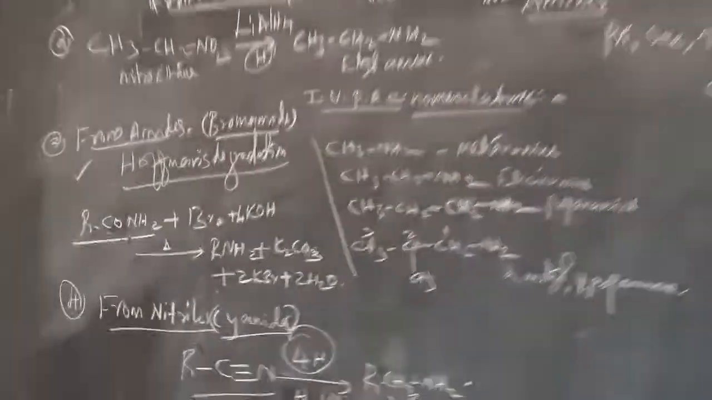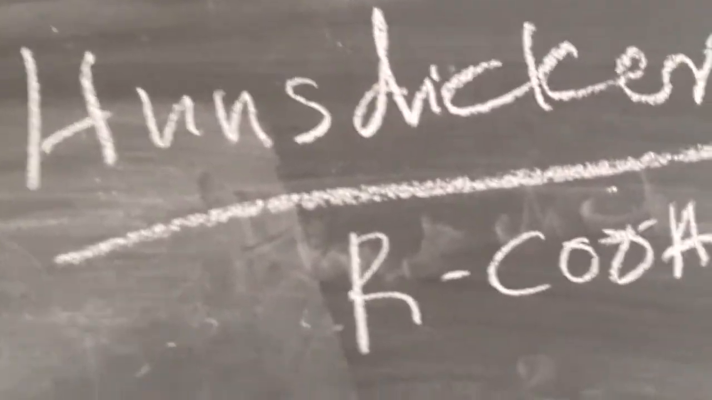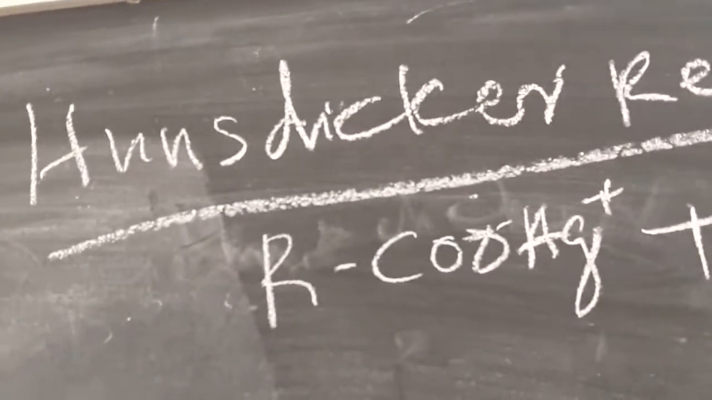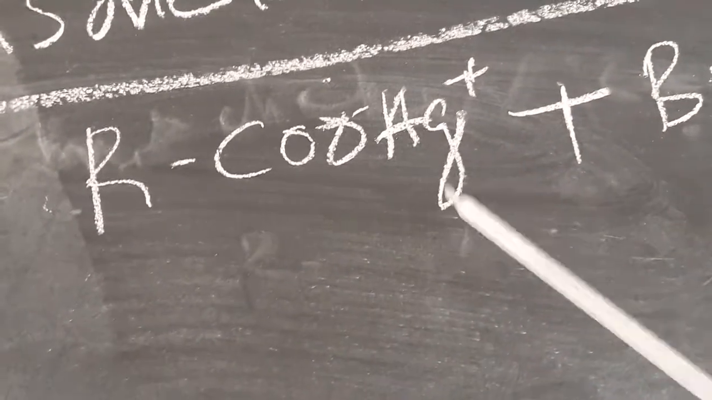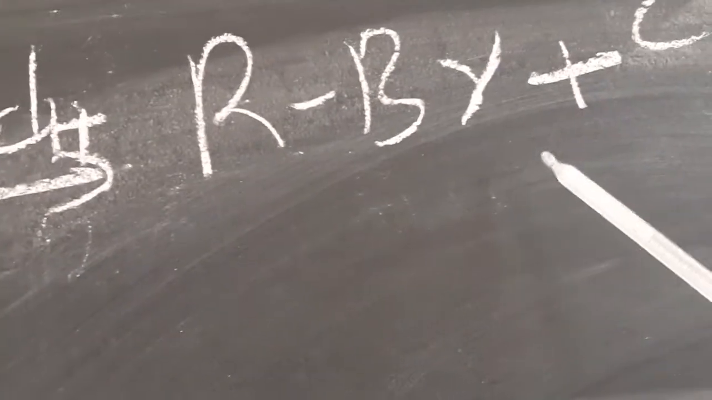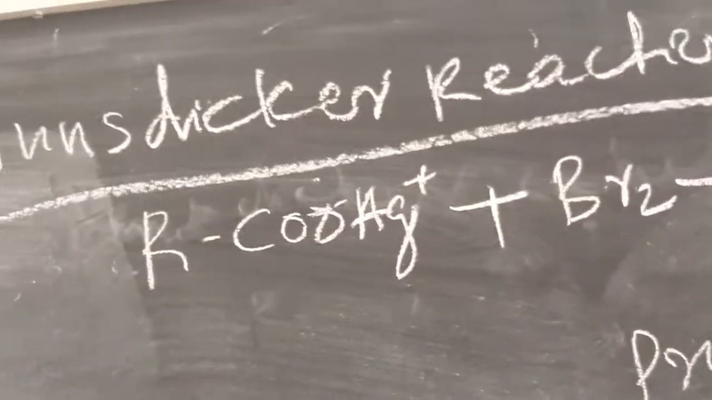Okay, first reaction. This reaction is from the previous chapter, the Hunsdiecker reaction. It is the reaction of the silver salt of a carboxylic acid with bromine in the presence of CCl4, and you get an alkyl halide with carbon dioxide and silver bromide. The Hunsdiecker reaction was the last reaction given in the syllabus.